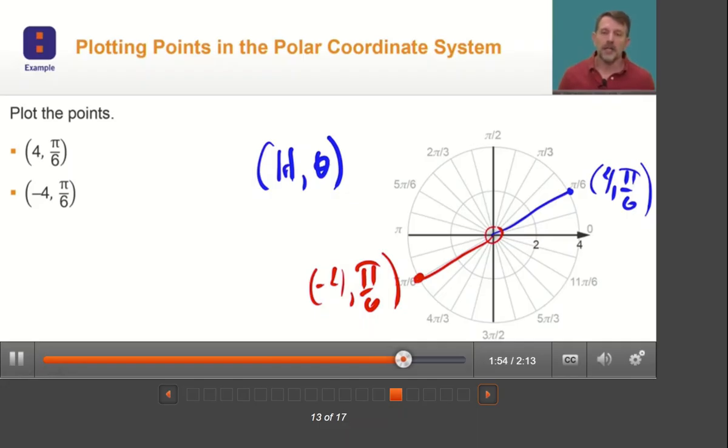As we can see, (-4, pi over 6) has the exact same radial length as (4, pi over 6), but its angle is 7 pi over 6 or negative 5 pi over 6, depending on how we decide to measure it.